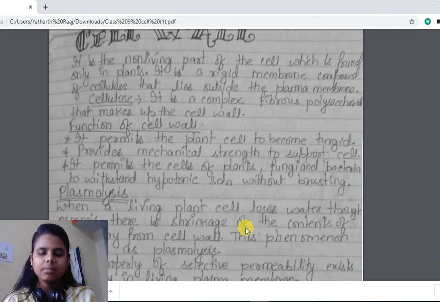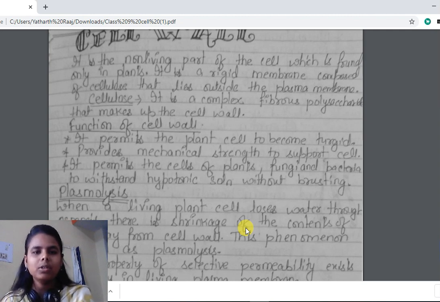In the previous video we were studying the cell wall. We will quickly revise it. The cell wall is the non-living part of the cell which is found only in plants, not in animals. It is a rigid membrane composed of cellulose that lies outside the plasma membrane. The cell wall is the protective layer that lies outside the plasma membrane.